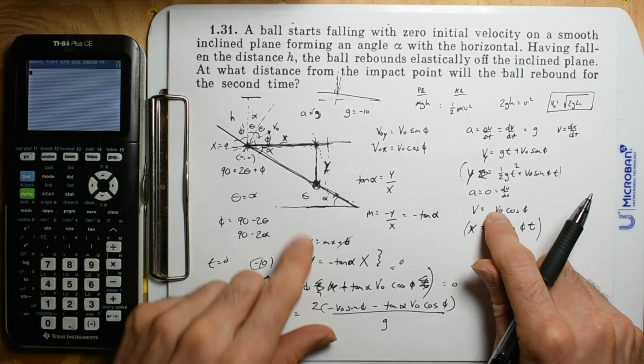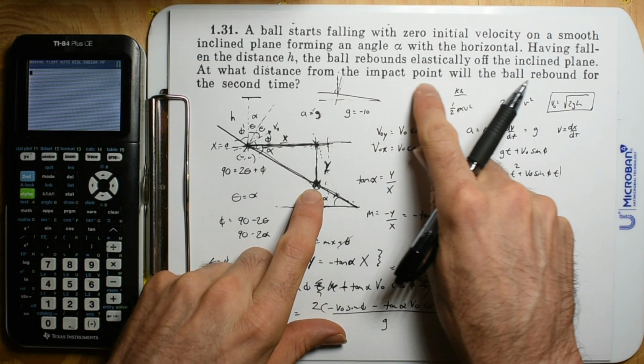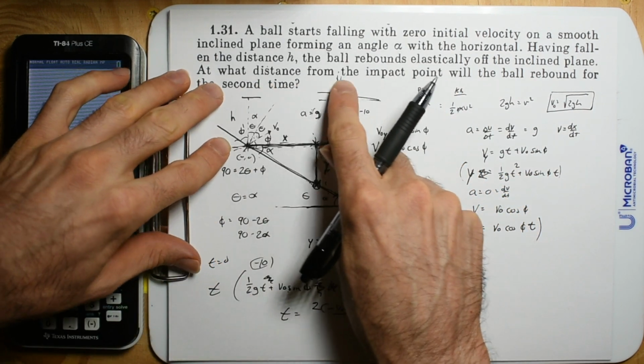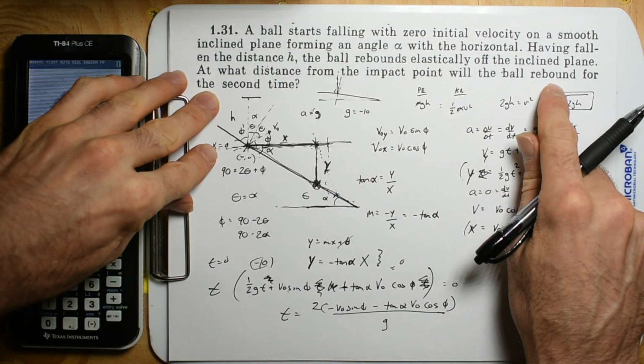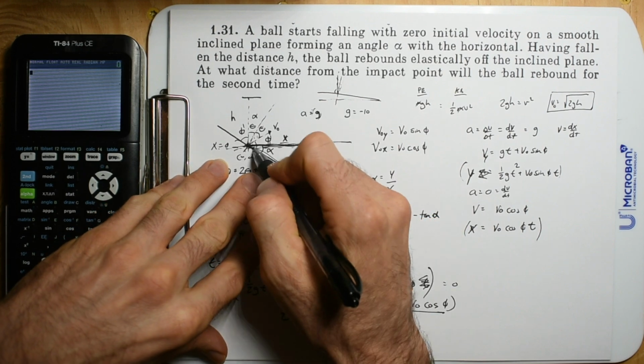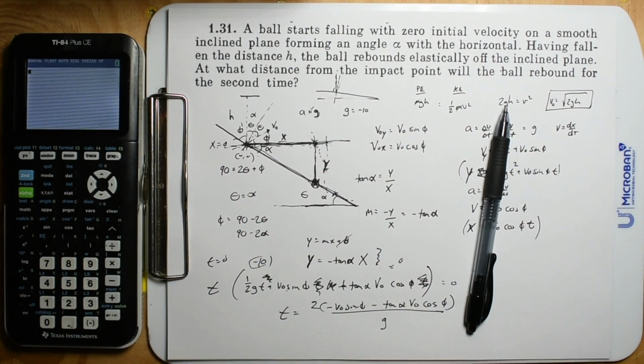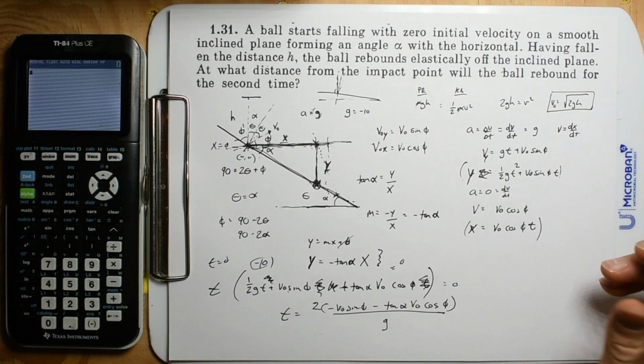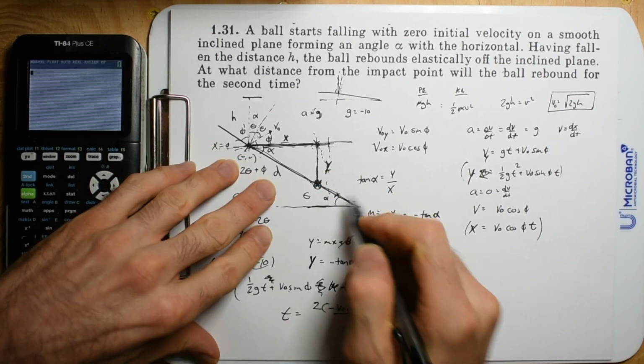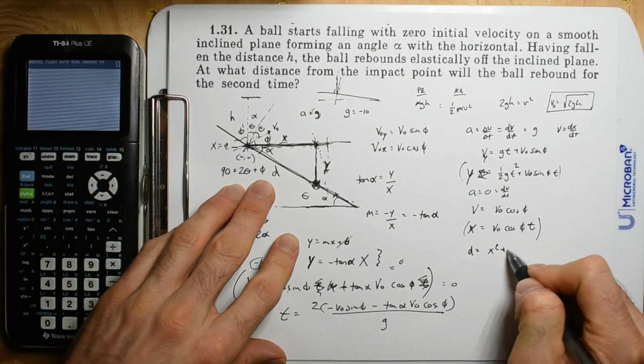So at this time, we want to know the distance from the impact. What is the distance from the impact point the ball will rebound for the second time? Well, this distance... All right, we didn't do the 10-minute mark, but we're so close. So this distance d is equal to x squared plus y squared.